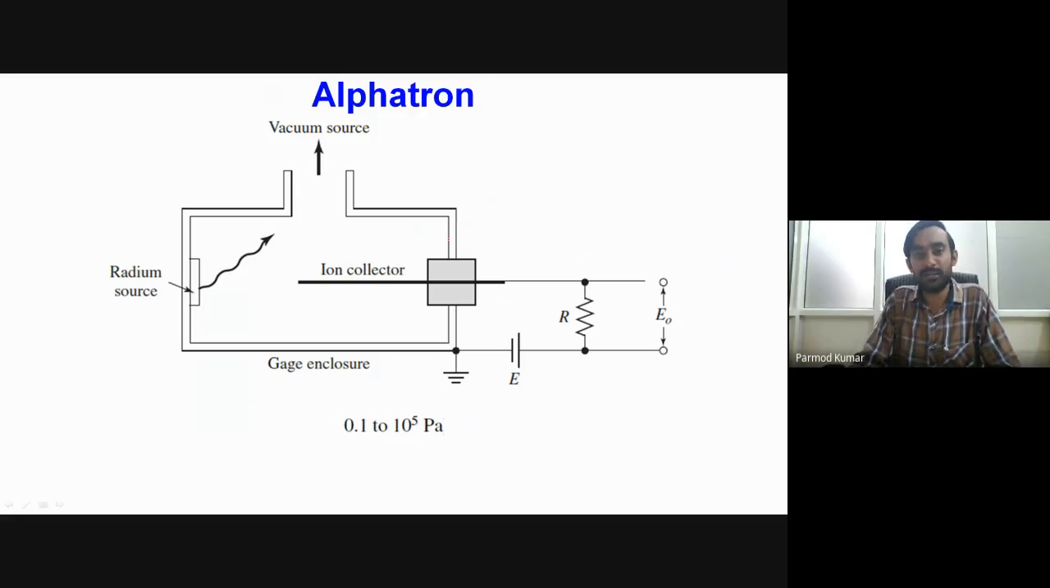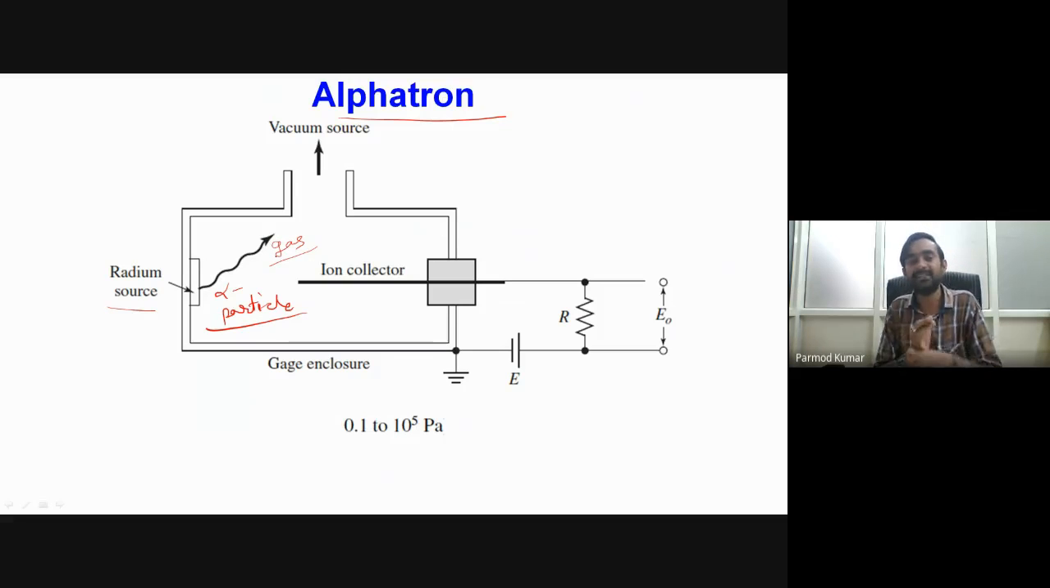Then, based on an almost identical principle, we have one more gauge known as the alphatron. The alphatron offers advantages over the ionization gauge, because here we do not have a heated cathode for generation of electrons to create ions. Rather, we take a radium source, which emits alpha particles. It is employed on the principle of radioactive alpha particles. These alpha particles, while interacting with the gases, ionize the gas molecules.